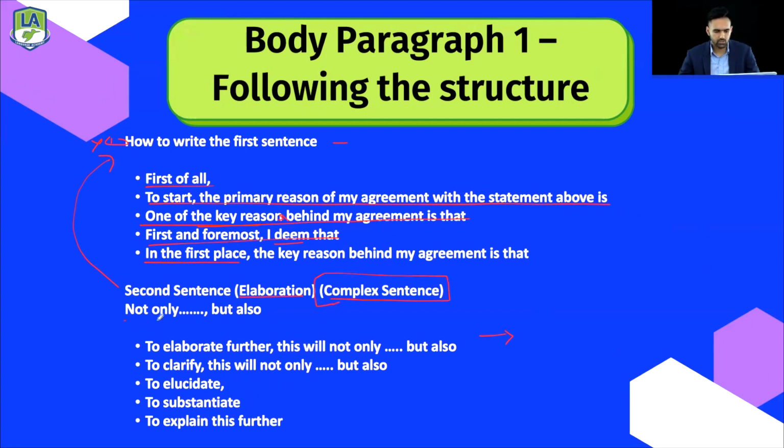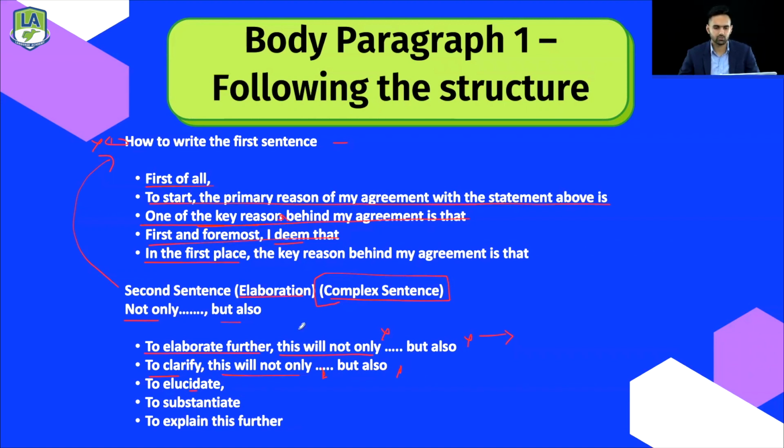We'll use this structure: not only, but also. To elaborate this further, or to elaborate further, this will not only help with this, but will also help with this. To clarify, to elucidate, to substantiate, to explain this further, this will not only help with reason one, but will also help with reason two.